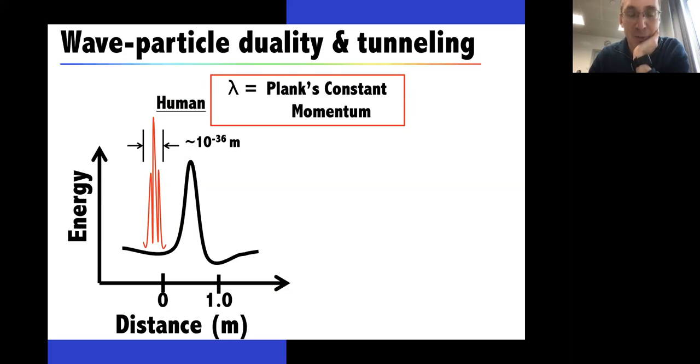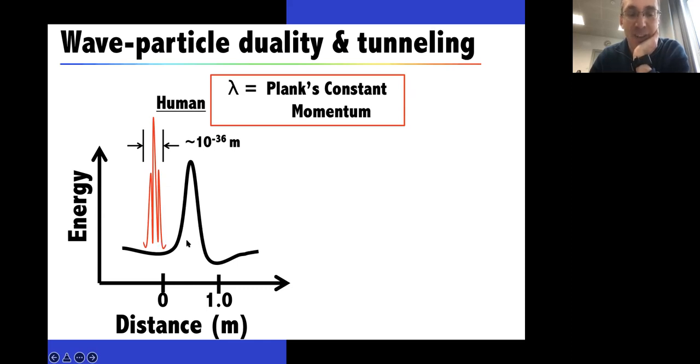People cannot tunnel through barriers, but atoms can. If we think about that guy you just saw, and ask what is the thermal de Broglie wavelength of a person, this is Planck's constant divided by momentum. The thermal de Broglie wavelength of a human is something like 10 to the minus 36 of a meter. And if you think about a human tunneling through a wall, the wall might be a meter or a few hundred centimeters wide.